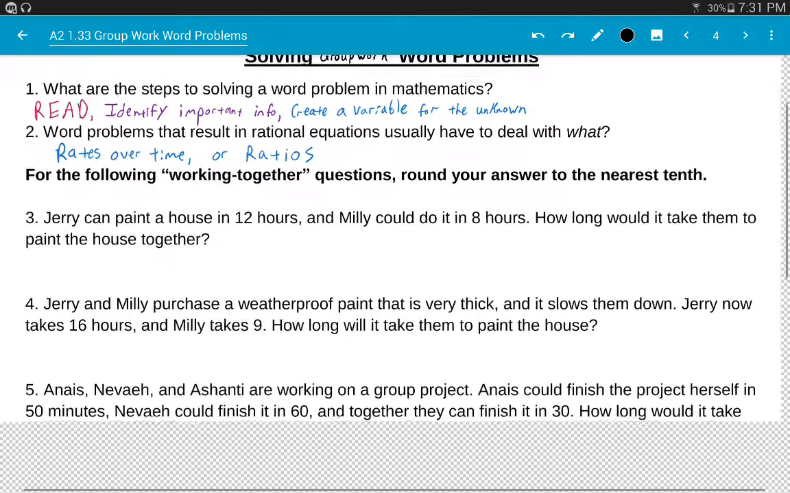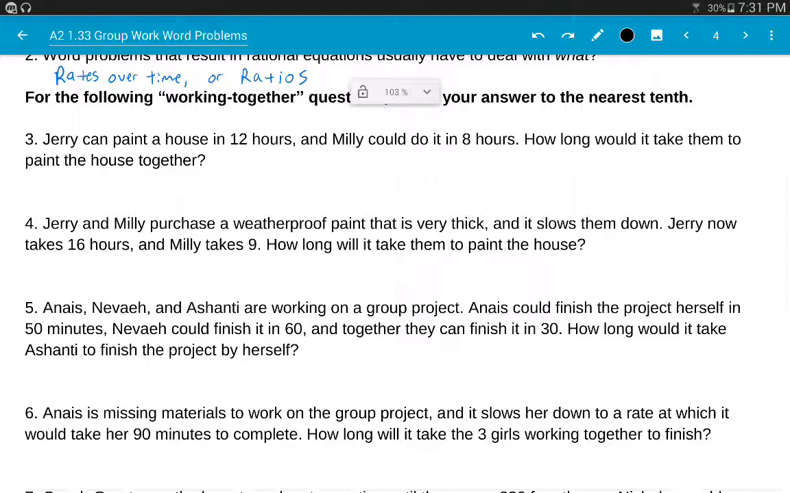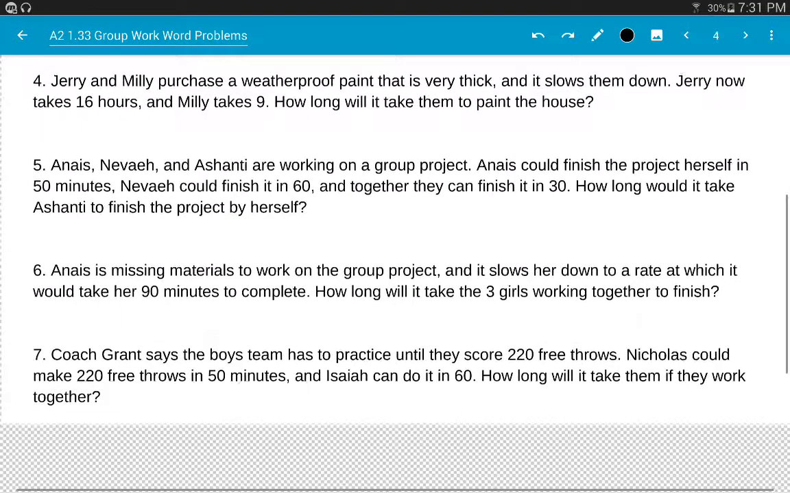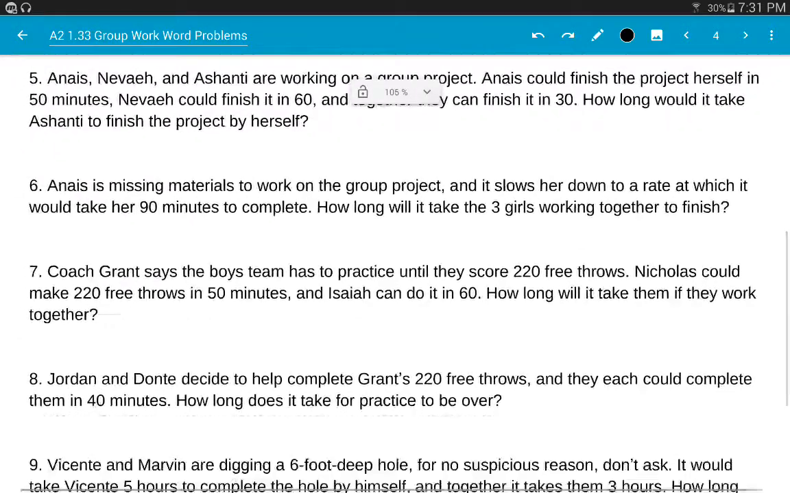I'm going to do two questions. They're very similar. Some of them are working together, some of them are working against each other, and I'm going to do one of each for you. They follow a similar flow. I'm going to do question 7.